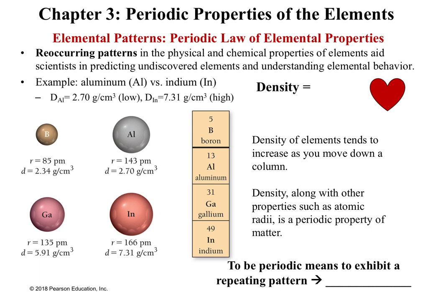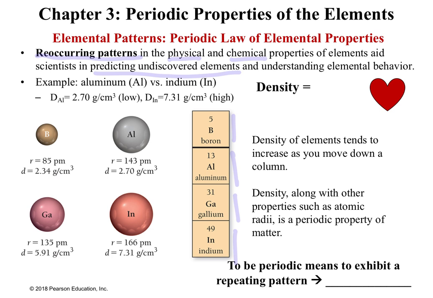Chapter 3 is all about the periodic trends occurring on the periodic table of elements. What we see on the periodic table is that there are some recurring patterns, both in physical and chemical properties of elements, and it's actually been helpful to help scientists predict elements that hadn't been discovered yet and understand how they behave. So for example, we have boron, and right underneath it on the periodic table is aluminum, then gallium and indium. So they're in the same family or group.